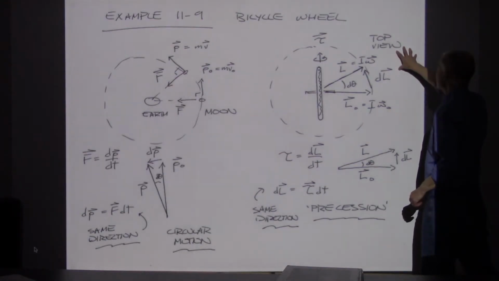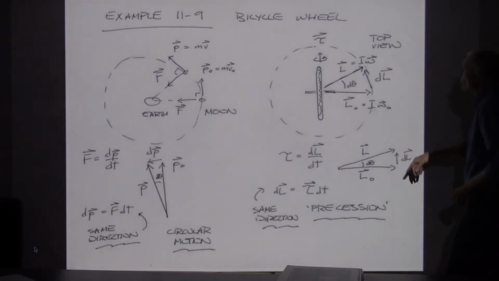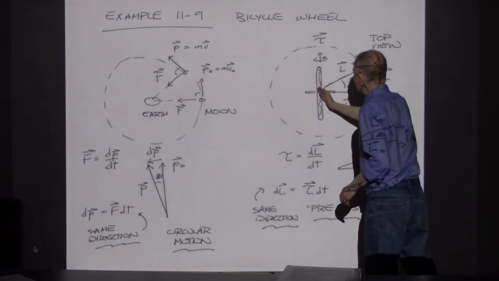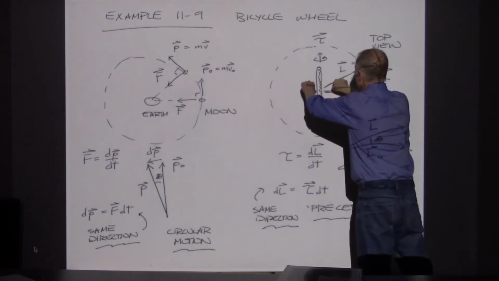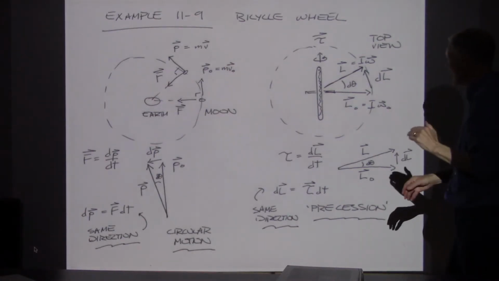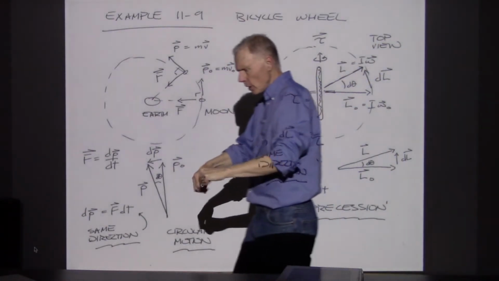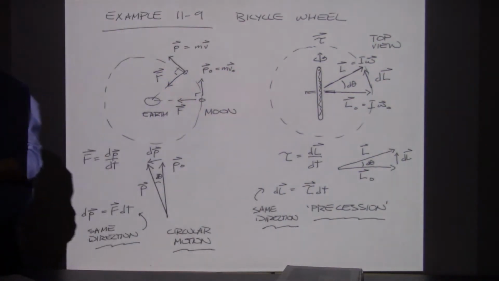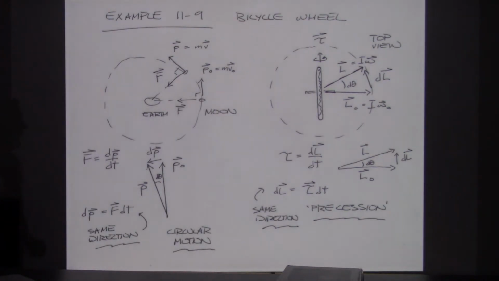Now this is a top view. And this is a bicycle, see the tread? That's a bicycle wheel, and then those are the handles that that person was using to hold on to it. But it's a top view. We're looking down on a bicycle wheel that's rotating in a vertical plane.